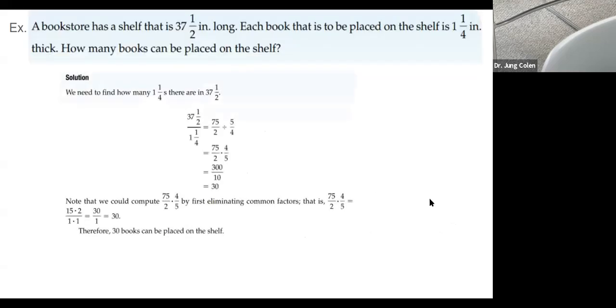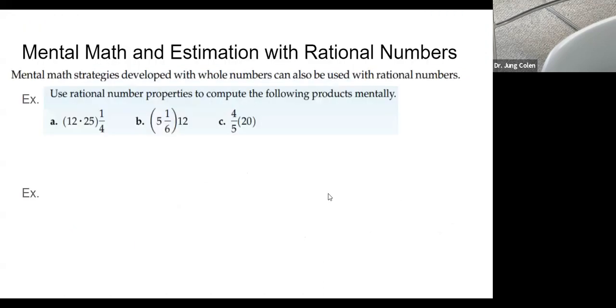So go back here. Okay. So let's think about mental math and estimation with rational numbers. Once we come to mental math and estimation, we're almost done with this section, right? So you have some sense of that. Okay, so let's put our pencils down and use our brain. Use rational number properties to compute the following products mentally.